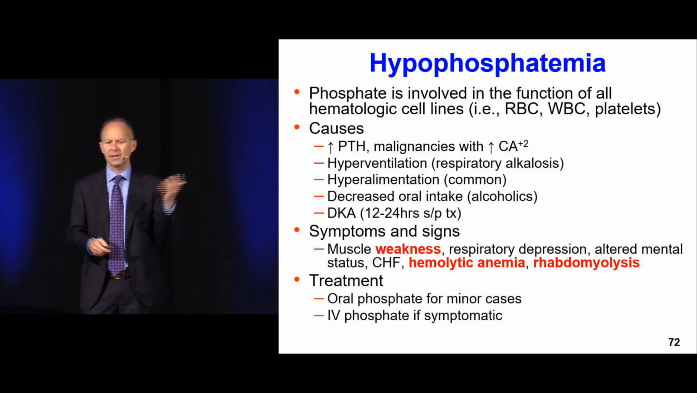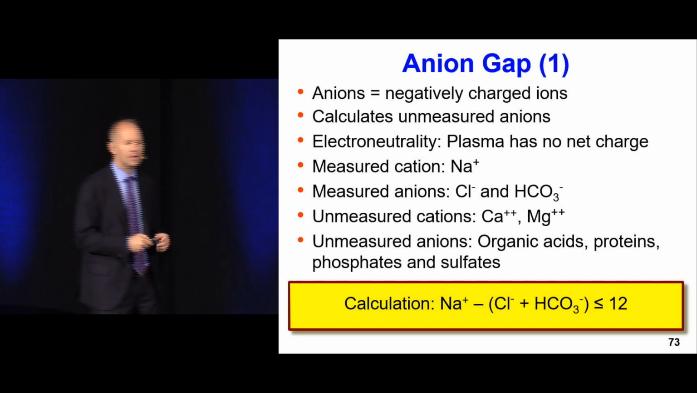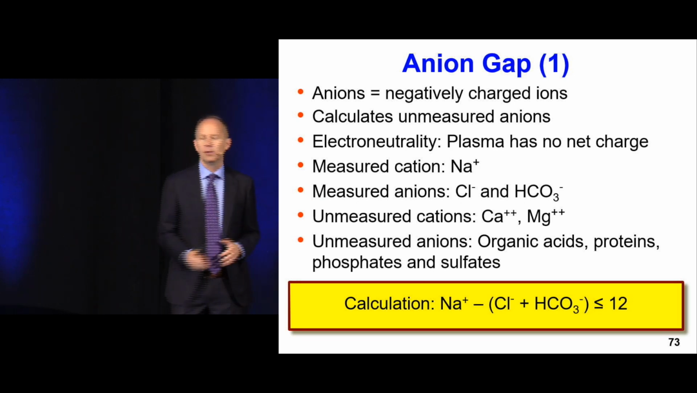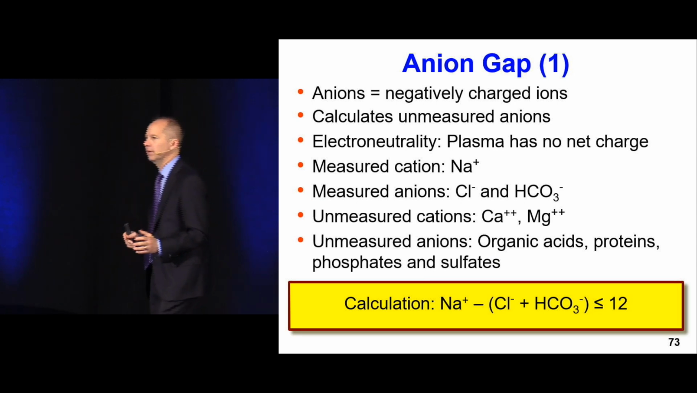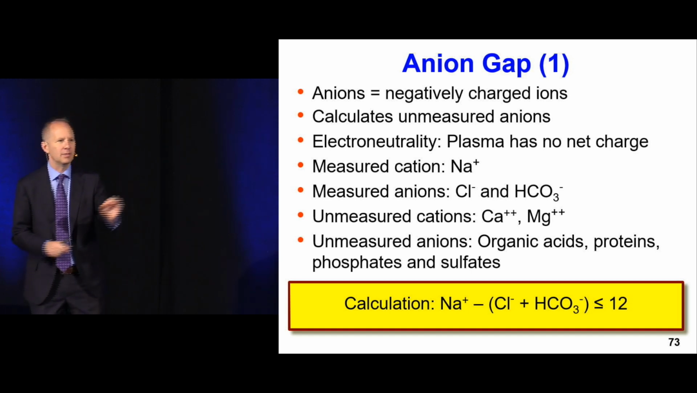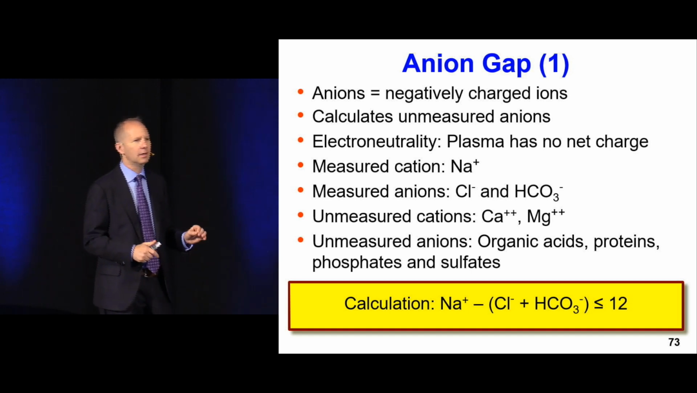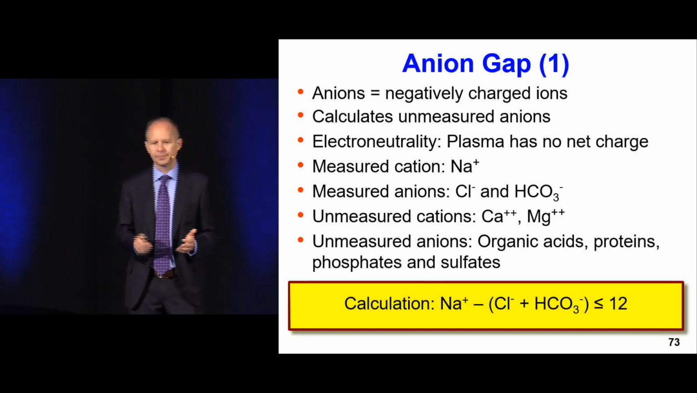Oral if it's mild, IV if it's severe. Pretty simple. Okay? So we've done all the hormones. We've done all the electrolytes. We just have a little bit of acid base, some simple little bit of acid base, and we're done with endocrine, all right? We're almost there.